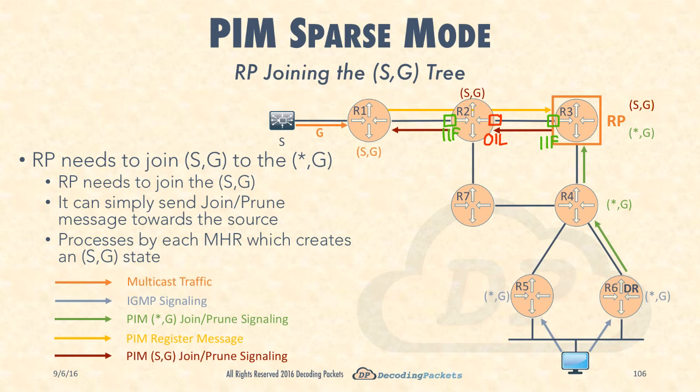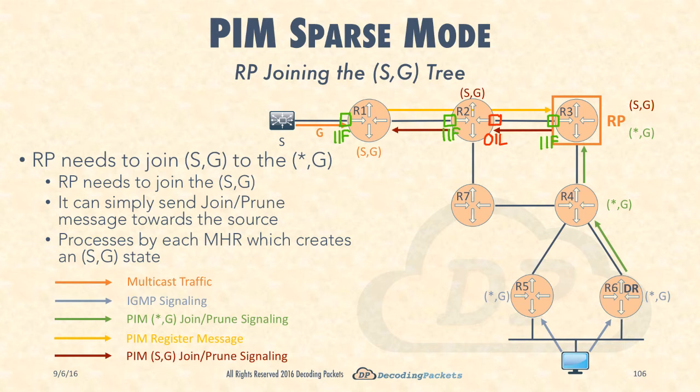Now R1 already has an S,G. The S,G state in R1 is really because of the source signaling. So it's receiving the multicast feed, and that is what's keeping that S,G state alive. So for R1, there was already an IIF, and this is because it's actually receiving the actual traffic on that interface. So IIF on R1 is already present because it's receiving the traffic.